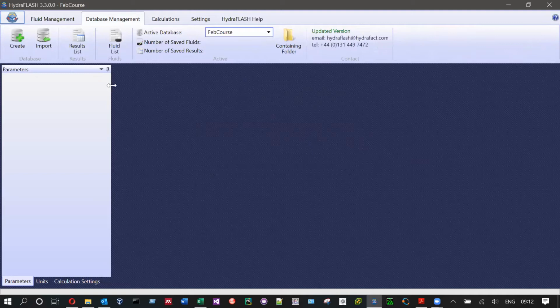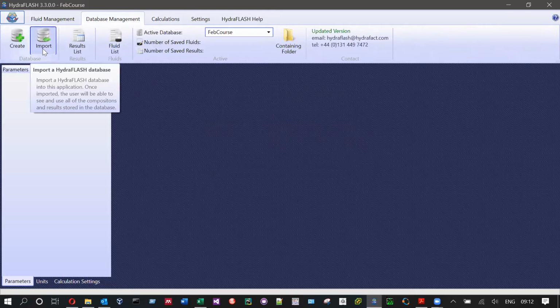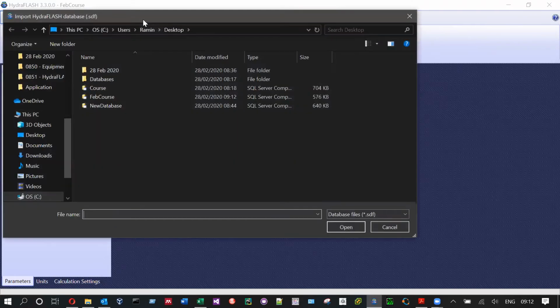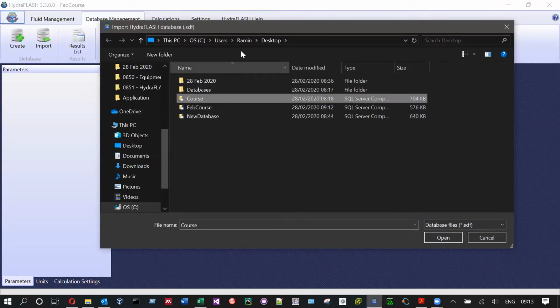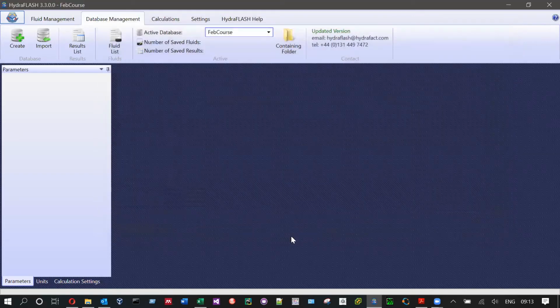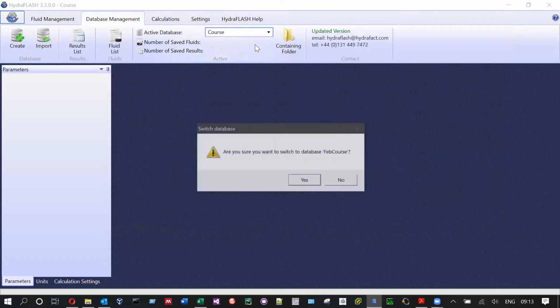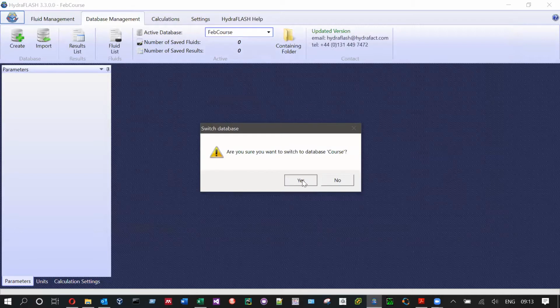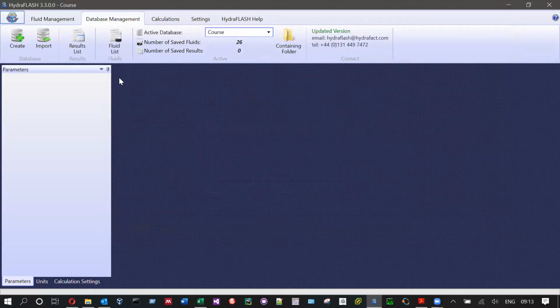Or, if you have created a database before, you can import it. For example, I've created all the compositions for this course before, so I want to import it. I can browse for the file here. Now the database is imported, and as you can see, I now have 2 databases in my list of databases. I can change the active database to the one I have created before. Okay.